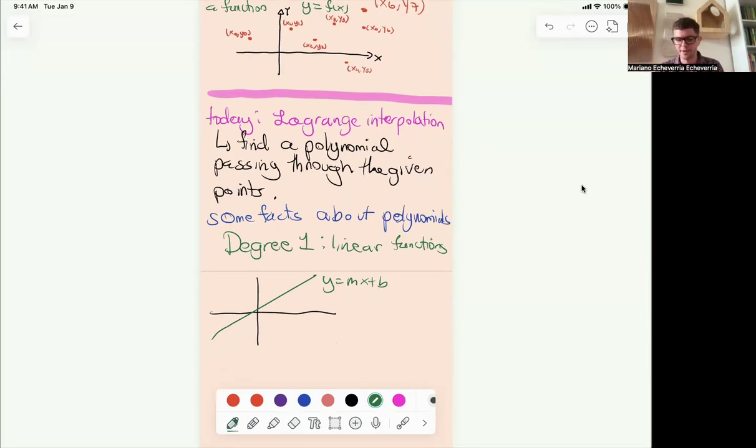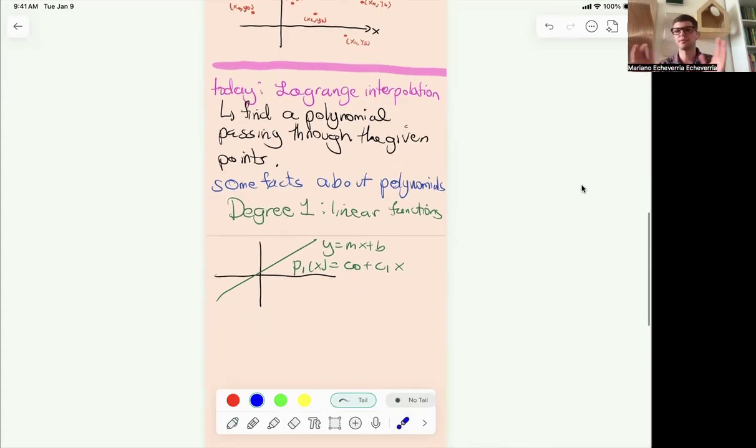Instead of writing y equals mx plus b, I'll write p1 equals c0 plus c1x. Okay, it's a change of notation, but what is the 1 here? P is for polynomial, so that's hopefully reasonable. The 1 tells me the degree. I'm just relabeling the constants, but that way we'll keep better track of the terms. So, just to make it more clear why this is a better notation.